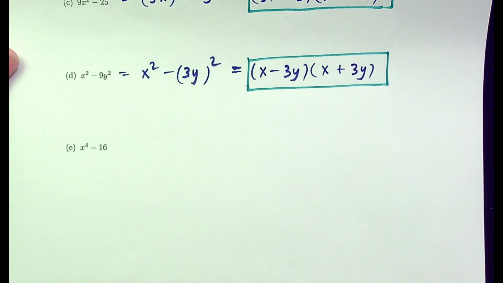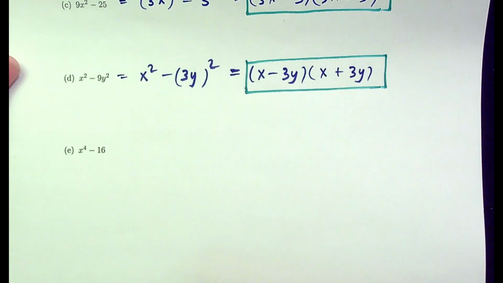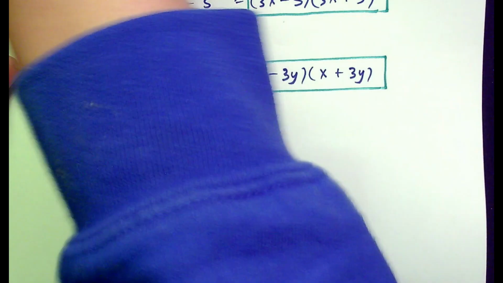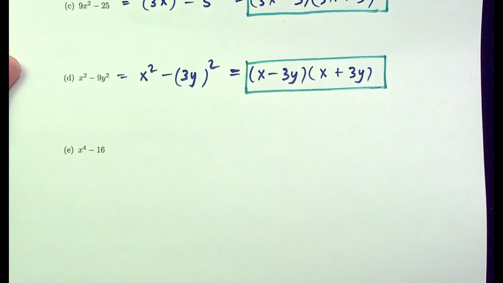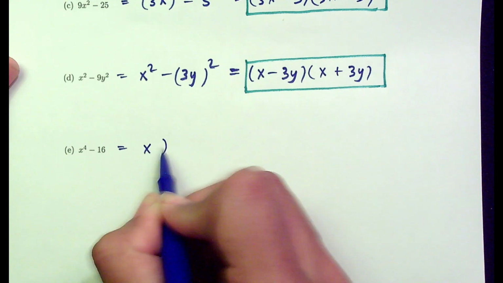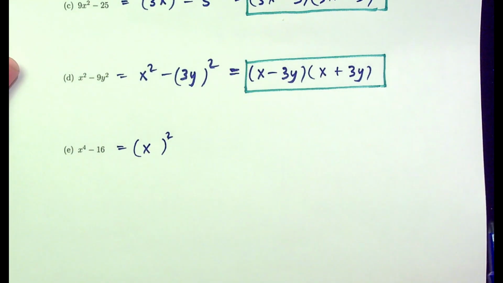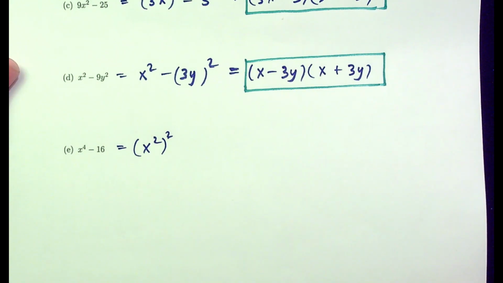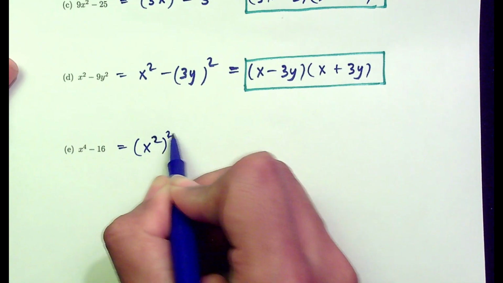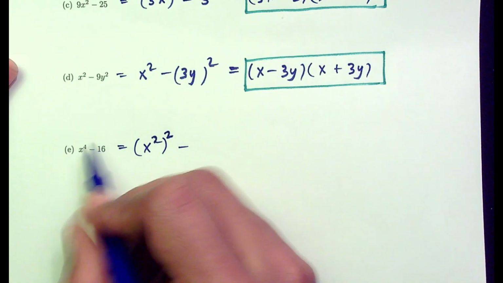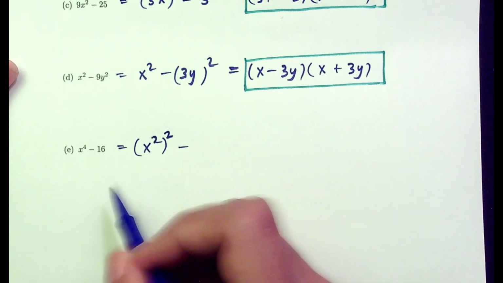All right, and the last one, it doesn't look like a difference of squares, but it actually is. If you think about it, the first term is the square of something. It says x to the fourth, but it is the square of something. What do you need to square to get x to the fourth? x squared squared gives you x to the fourth. Okay, so that was the trick. And you can do that with any exponent that is even. It would be the same thing.